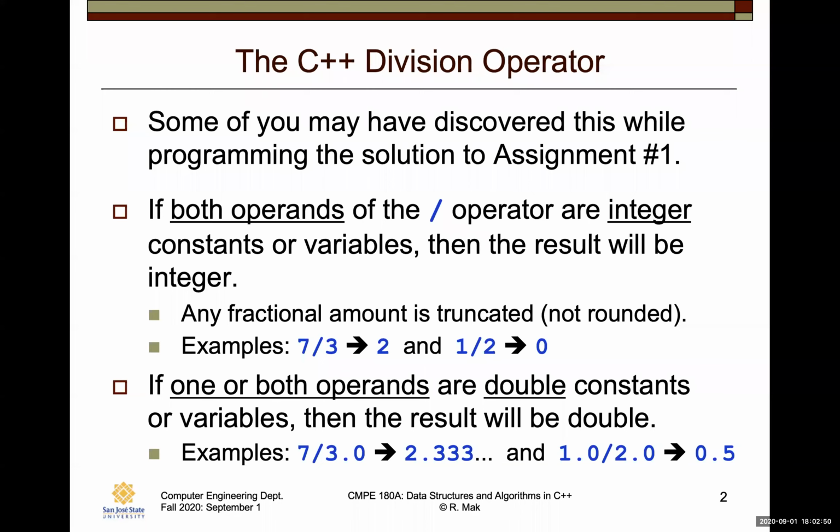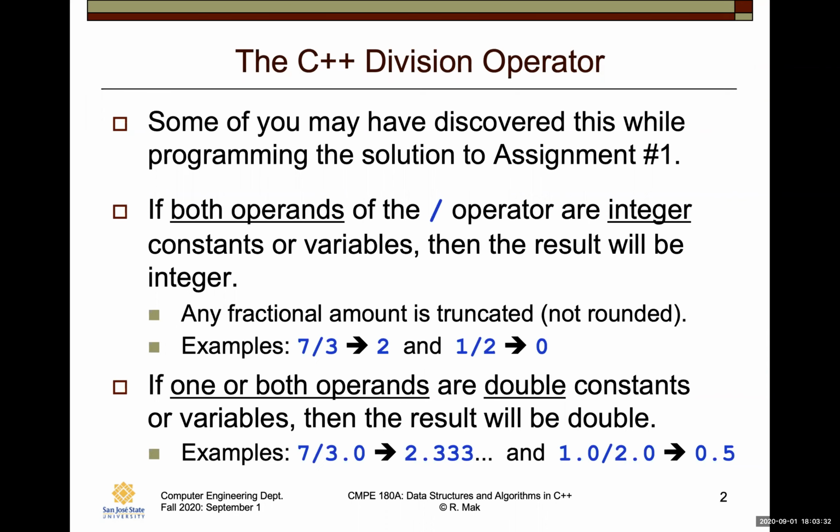So even if it's 2.99999, if it's meant to be integer, the answer will be 2. Now, many of you thought that because the variable on the left-hand side of the assignment is a double, that the right-hand side should be a double. No, the way C++ works is that it evaluates the right-hand side, and whatever answer you get is assigned to the variable on the left-hand side. So if you have integer division on the right-hand side, you're going to get an integer result.